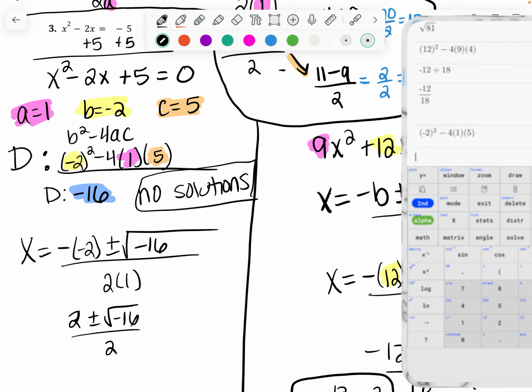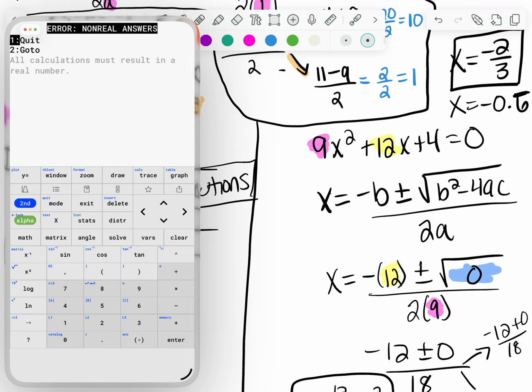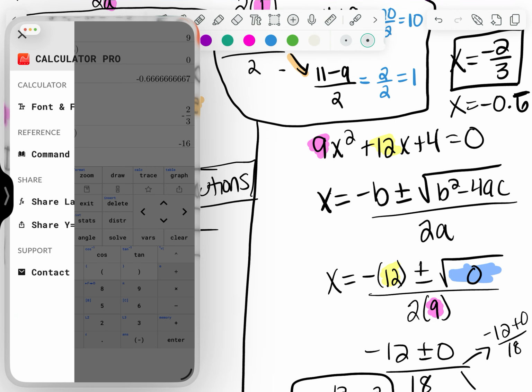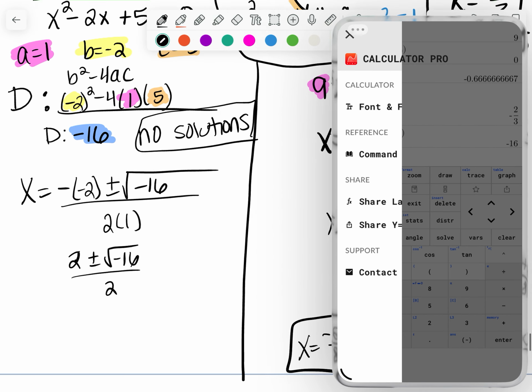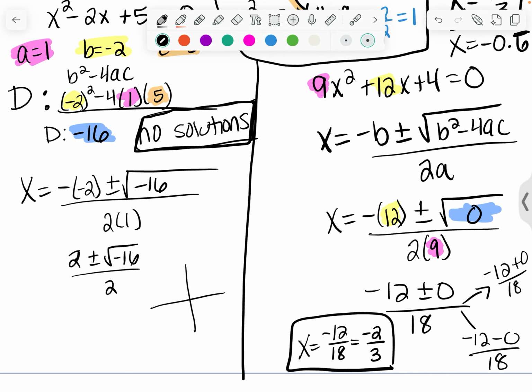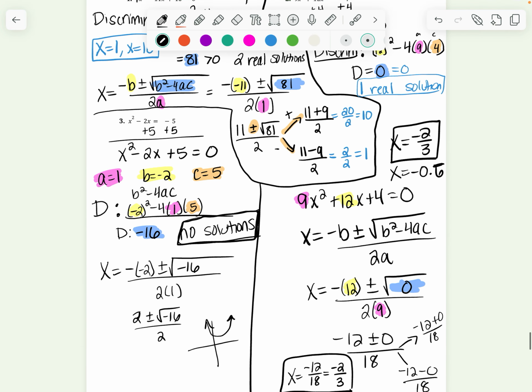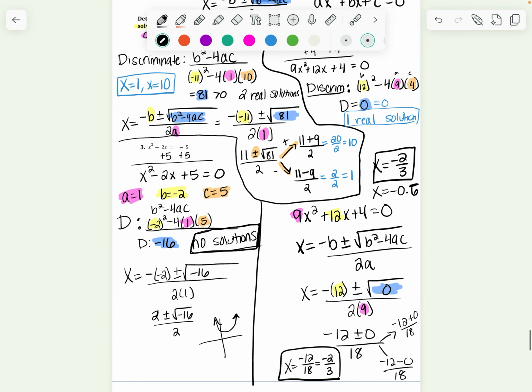But if you try to do the square root of negative 16, you're going to get an error, which should tell you again that there are no solutions. So the answer to this question is just no solutions. There are no answers for this, which means like on your parabola, it does not cross the x-axis at all. So no solutions.